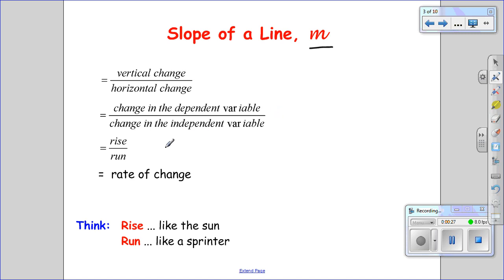The words rise over run are used for it, and also rate of change. And remember that rise is going up and down, just like the sun does, and run's going left and right, just like a sprinter would who's in a race.